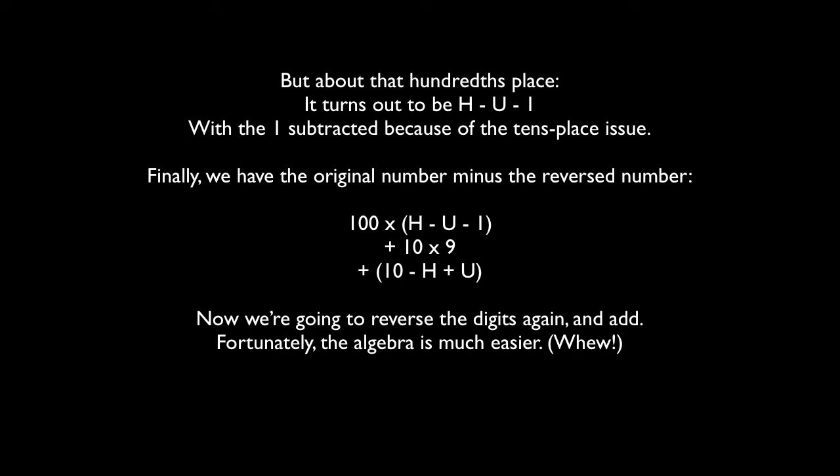But about that hundreds place, it turns out to be h minus u minus 1, with the 1 subtracted because of the tens place issue. Finally, we have the original number minus the reverse number: 100 times h minus u minus 1, plus 10 times 9, plus 10 minus h plus u. Now we're going to reverse the digits again and add. Fortunately, the algebra is much easier.